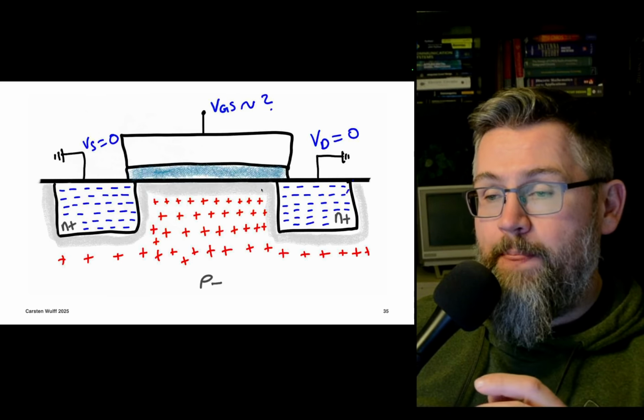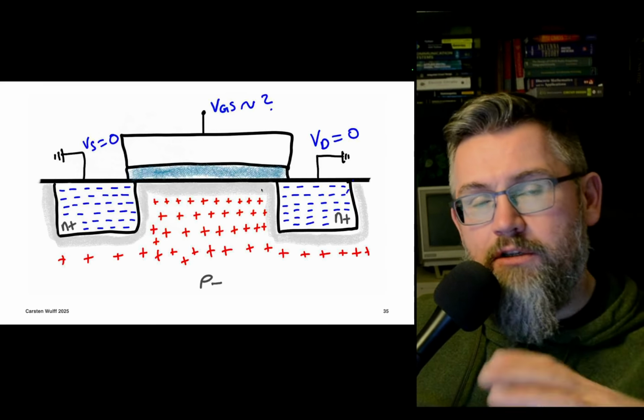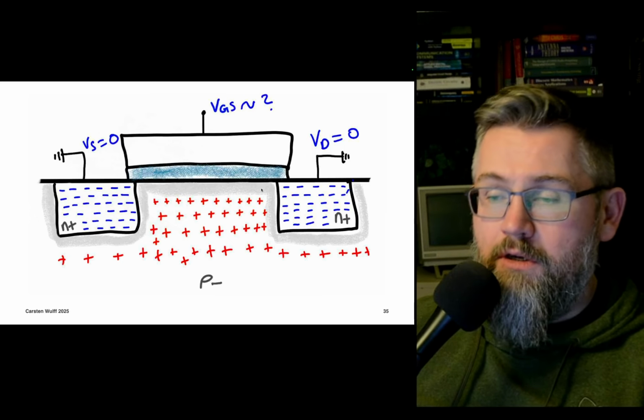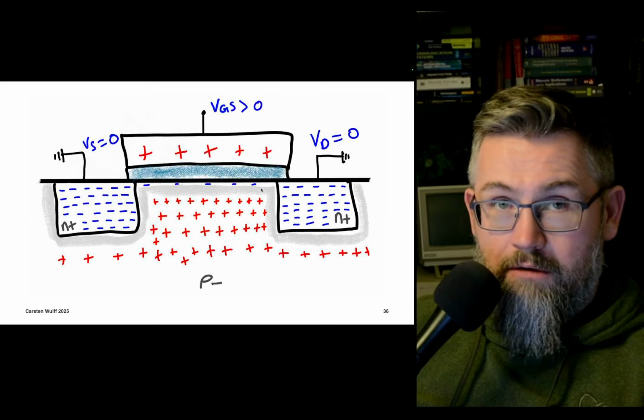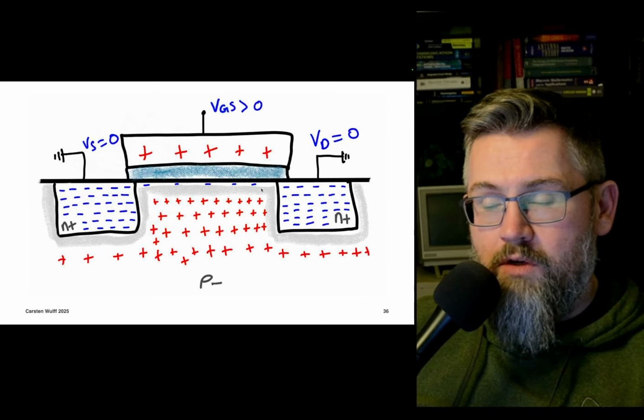and the bulk. As we increase the gate source voltage, we initially start by depleting the holes in the valence band, and you increase the number of electrons, and you create this channel that we talked about, this thin sheet of electrons underneath the channel.